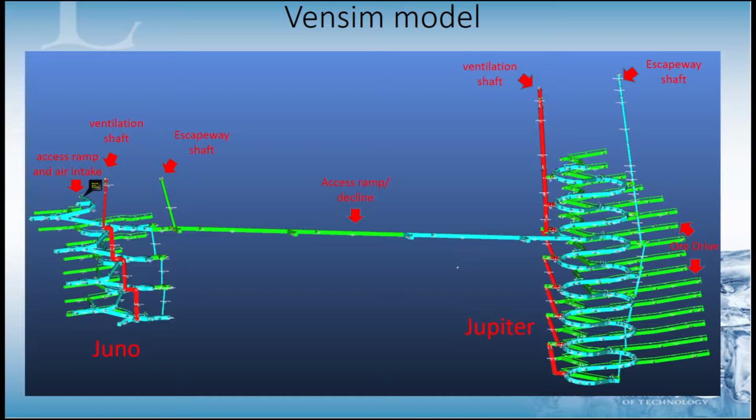All necessary air for both parts of the mine is sucked in by the access ramp in Juno. The airflow after that splits off. The split off occurs in the junction between Juno's ramp and the access ramp to Jupiter. Because this mine is a shallow mine, the air is calculated to be incompressible.